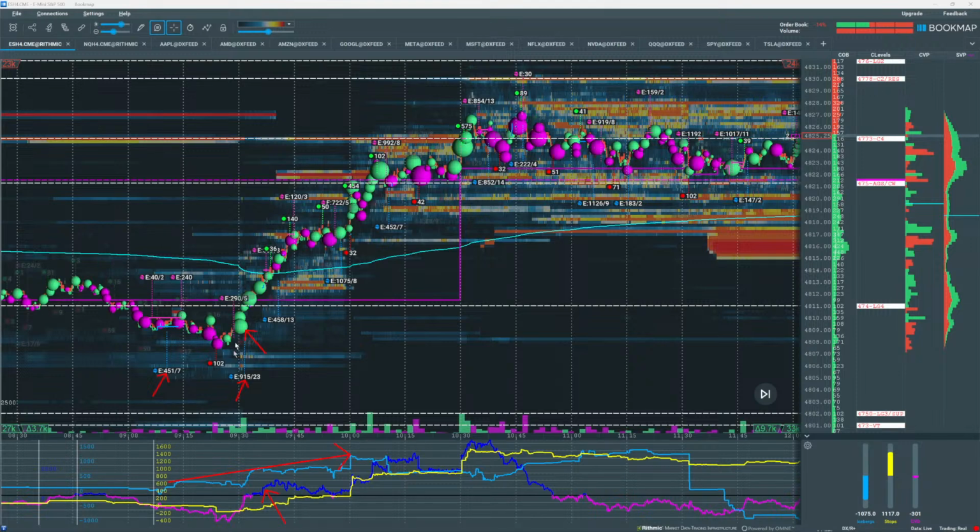And then as price starts to move higher, stop orders help to fuel the move higher. That's shown by the yellow line in the subchart. All systems go, ready, set, go. 9:30, start buying with both hands.